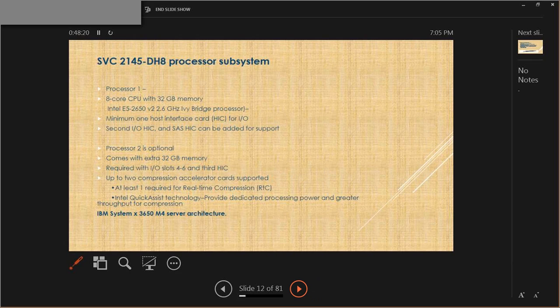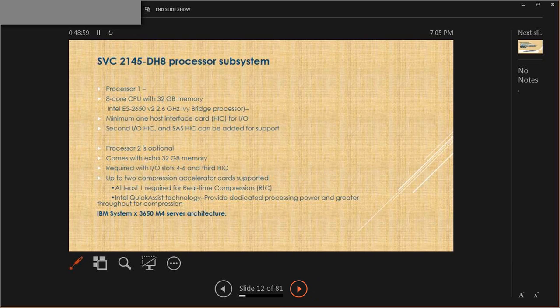So processor 1, in the previous slide for TGH we saw that we were utilizing a quad core processor. Here we are using an 8-core CPU with 32 GB memory. It's an Intel E5 2650 version 2, 2.6 GHz Ivy Bridge processor and a minimum of 1 host interface card. I already told you before that when you buy a new SVC, it comes with a single host interface card, so you can expand the capability as per your requirements, correct? And a second IO host interface card and a third host interface card can be added to support internal connectivity, right?